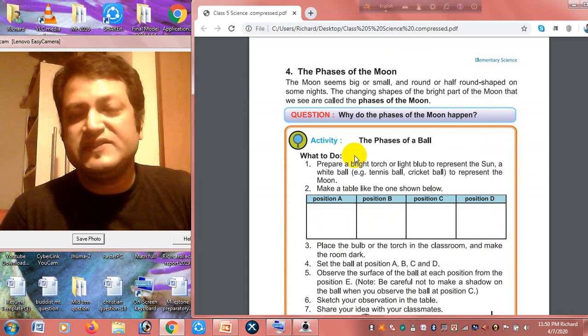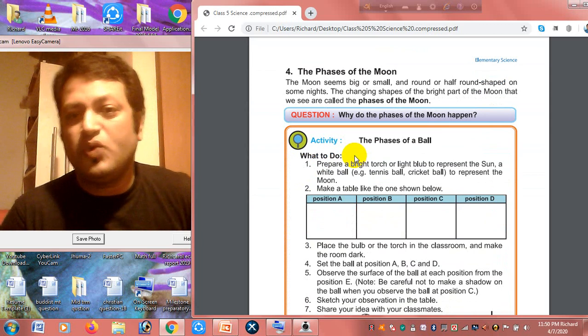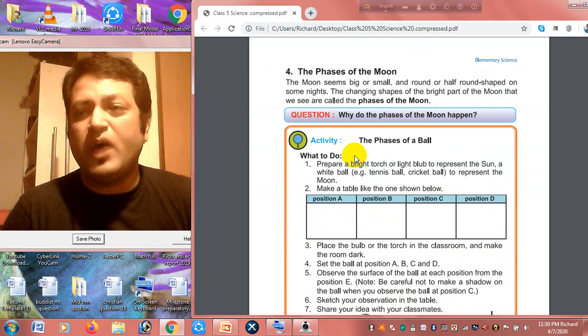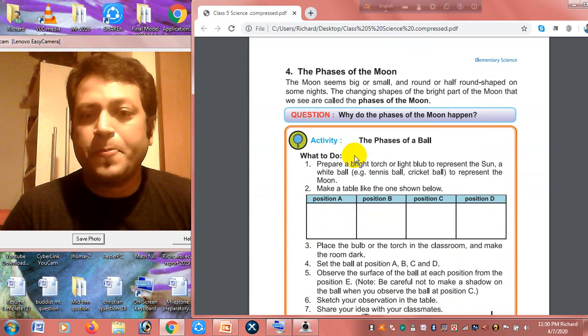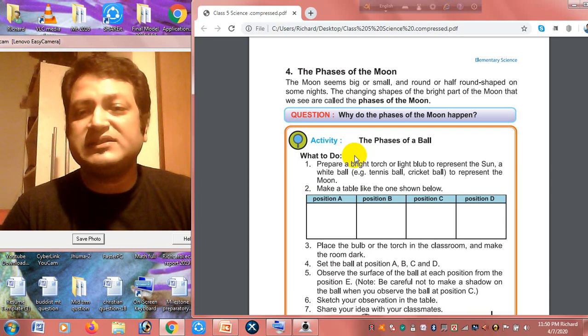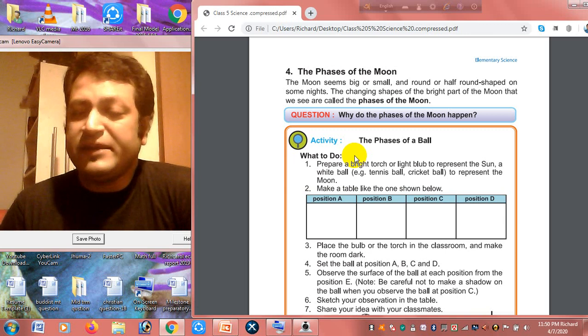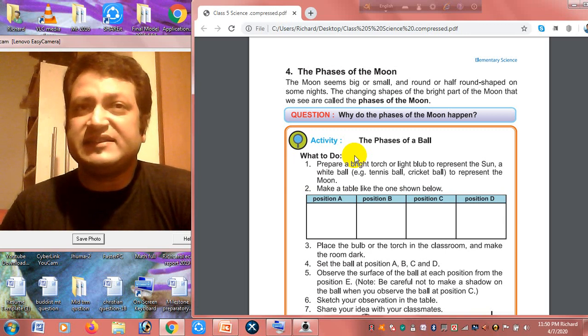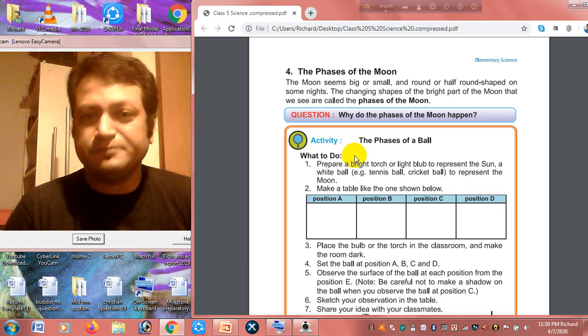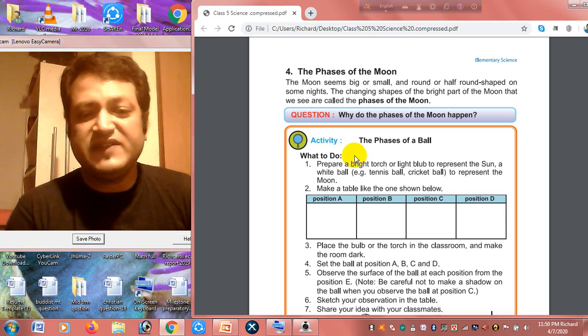Now you will see a very important topic, the phases of the moon. What does it actually mean? The moon is the only satellite of the Earth. Mercury and Venus don't have any moon, but the Earth has one moon. Mars also doesn't have a moon, but Jupiter and Saturn have so many moons. We will not go into that topic, but just see the phases of the moon.